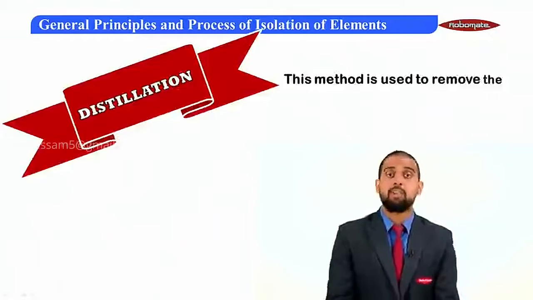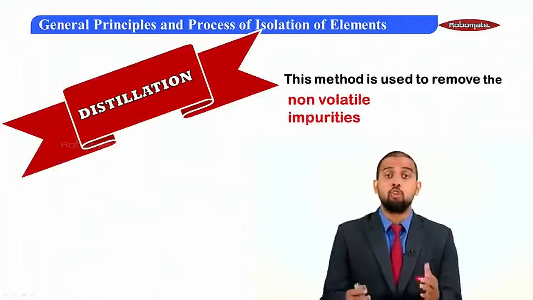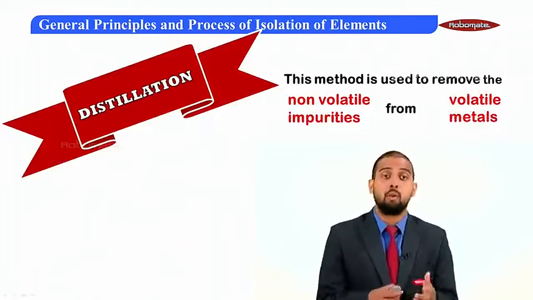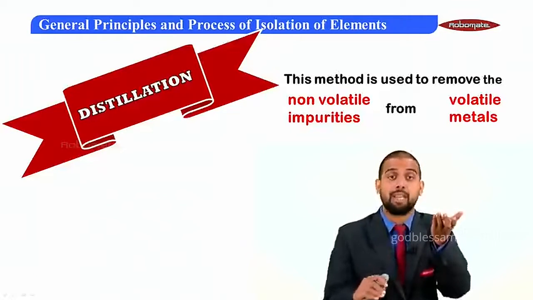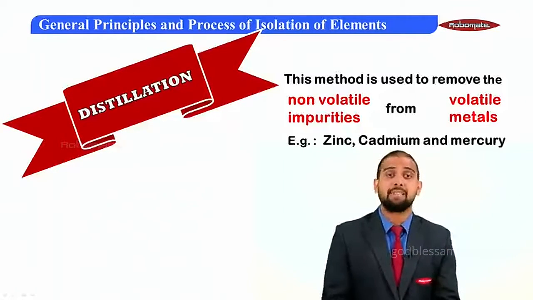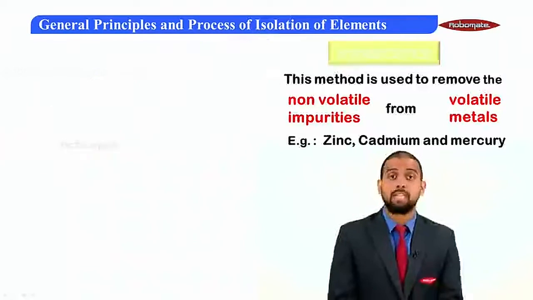So it's time for us to talk about the first one, called distillation. Now please understand, when do we use distillation? Well, this is the method which is used to remove non-volatile impurities from volatile metals. So we are basically trying to separate the volatile metals from the non-volatile impurities, and metals like zinc, cadmium and mercury are preferred to be purified by this technique. Well, that's the principle of this technique.